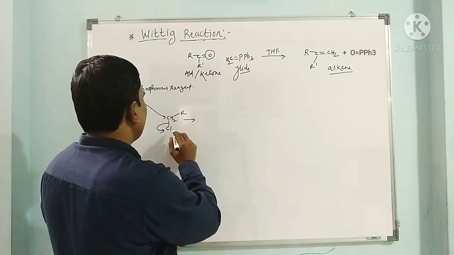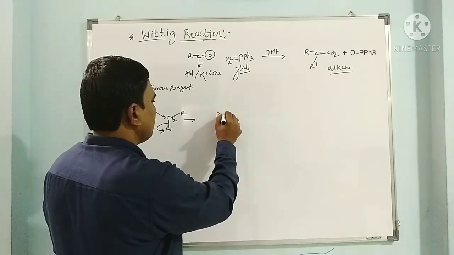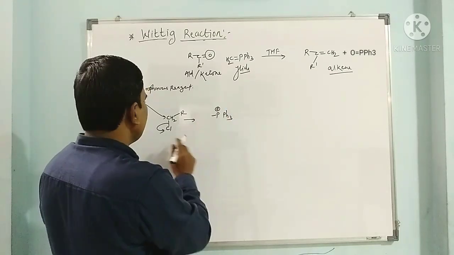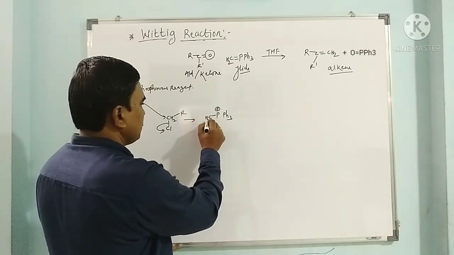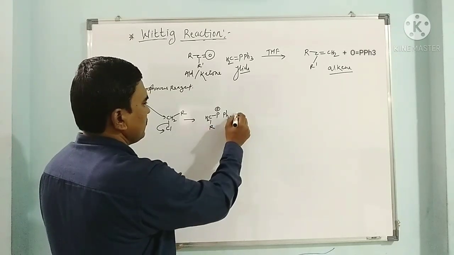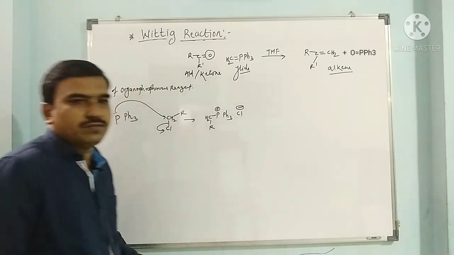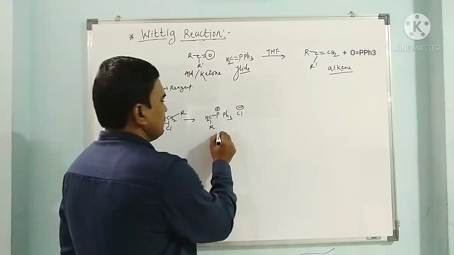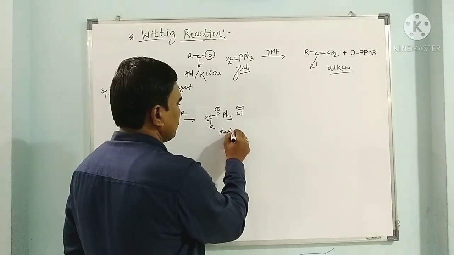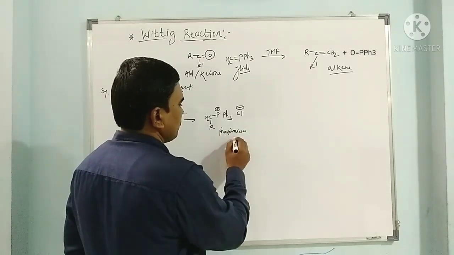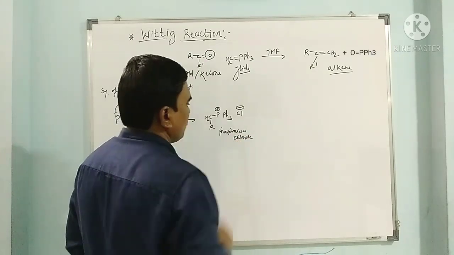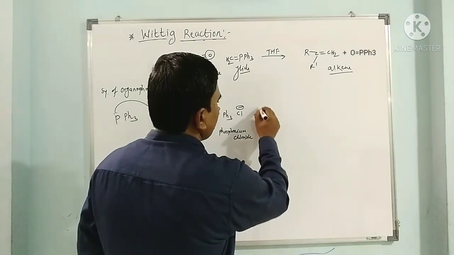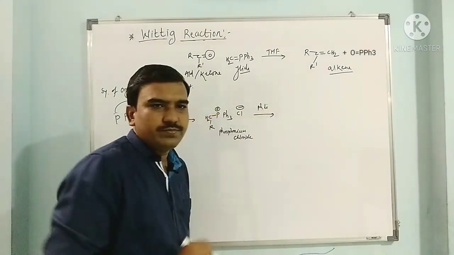this phosphonium salt, PH3. Here this phosphorus has a positive charge, and here this is CH2R and here there is Cl minus. So this is triphenyl phosphonium chloride. So here this is the phosphonium salt we get. Now this further reacts with a strong base such as phenyl lithium.